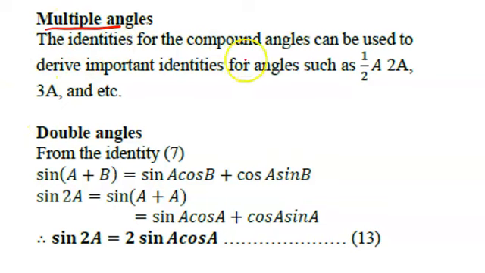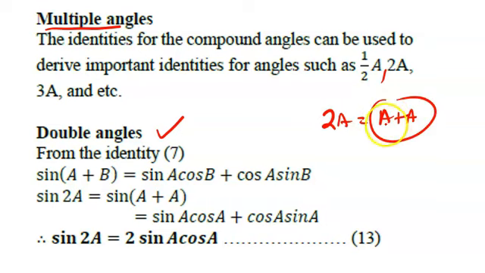Multiple angles. Identities for the compound angle can be used to derive important identities for angles such as half A, 2A, 3A, and so on. These are considered as multiple angles. First are double angles. Going back to compound angles, sine A plus B is sine A cos B plus cos A sine B. So 2A can be written as A plus A.